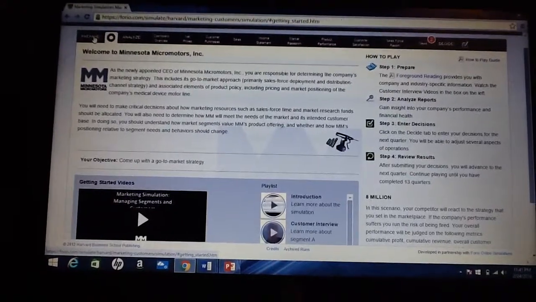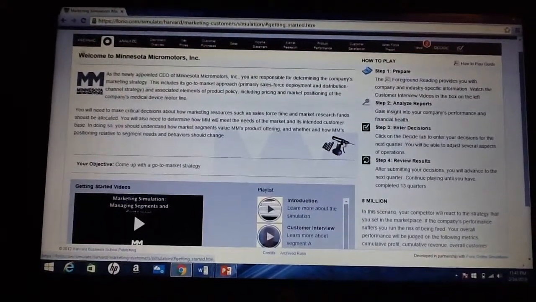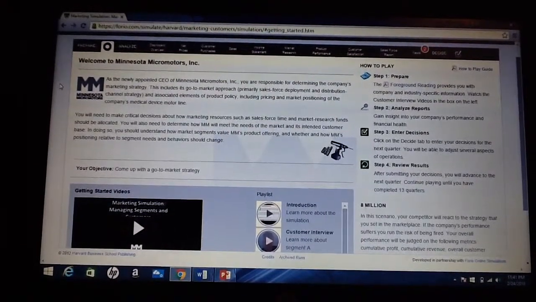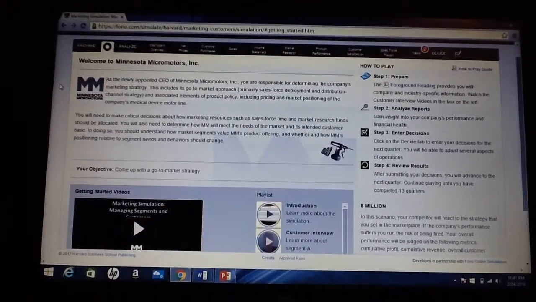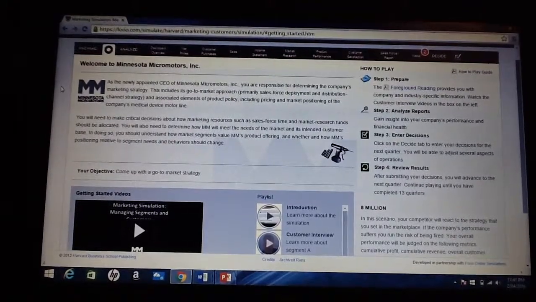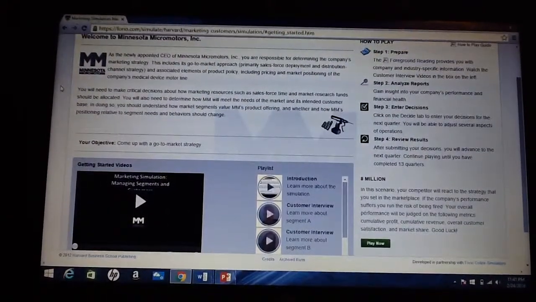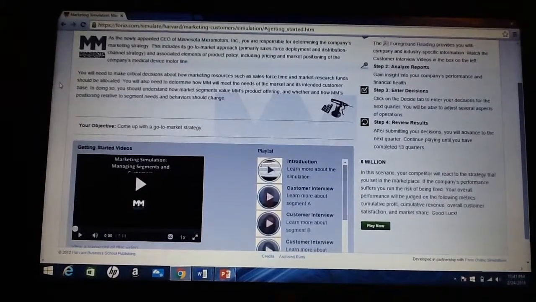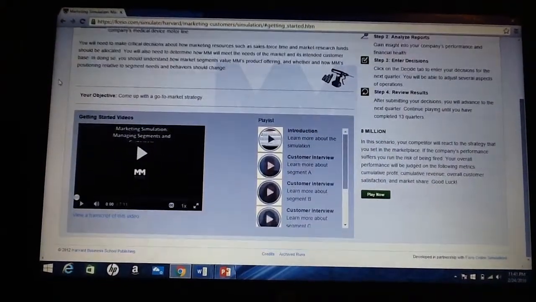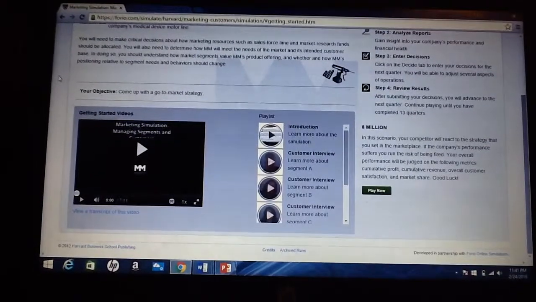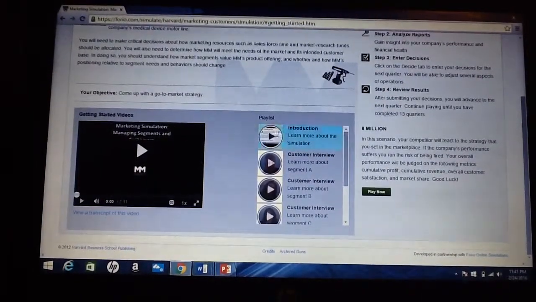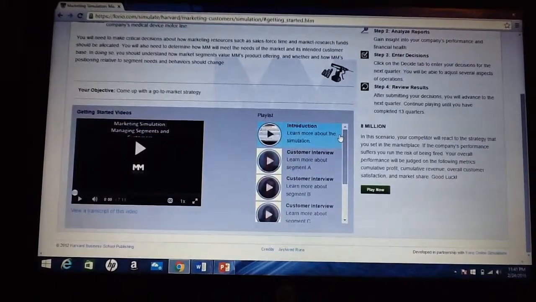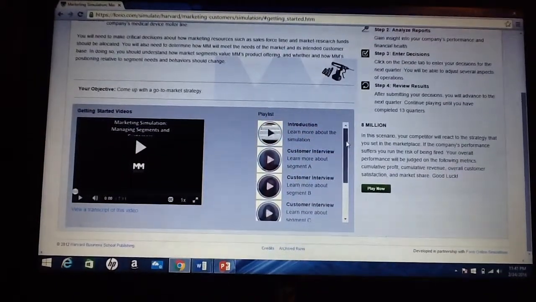In this simulation, there is first a Prepare tab here at the beginning. This shows you how to go about doing the simulation, gives you steps, and explains what kind of CEO you will be and the company you'll be working for, which is Minnesota Micromotors. Here at the bottom is a playlist of customers that you have, and it explains their wants and needs.